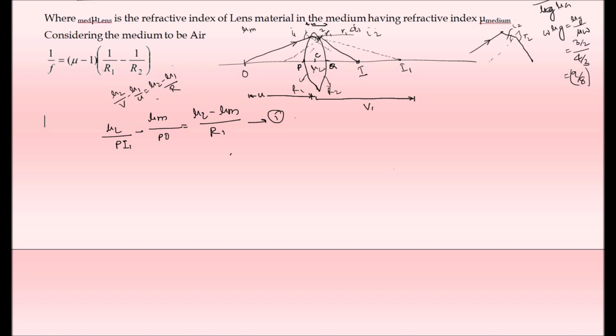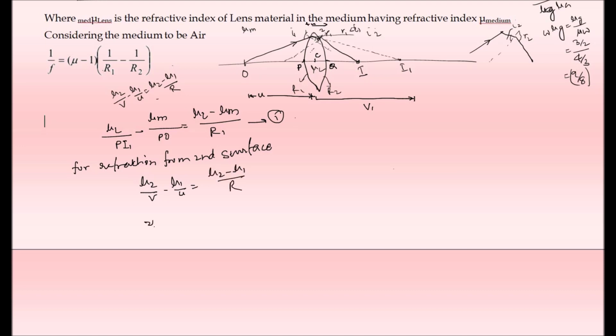Now, due to the second surface, the light ray is refracted again and the final image is formed at the point I. So for refraction from the second surface, we have to write the equation. Again, we will first write our basic equation, mu2 by v minus mu1 by u is equal to mu2 minus mu1 by r.